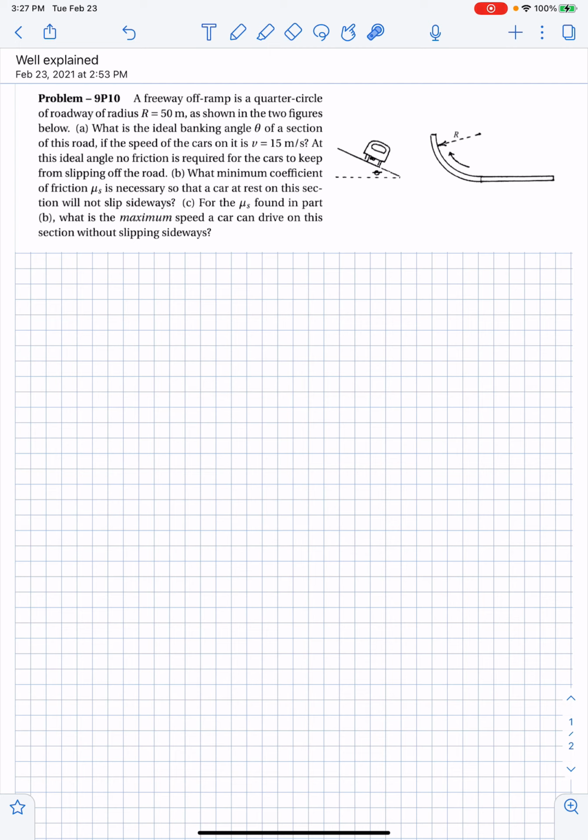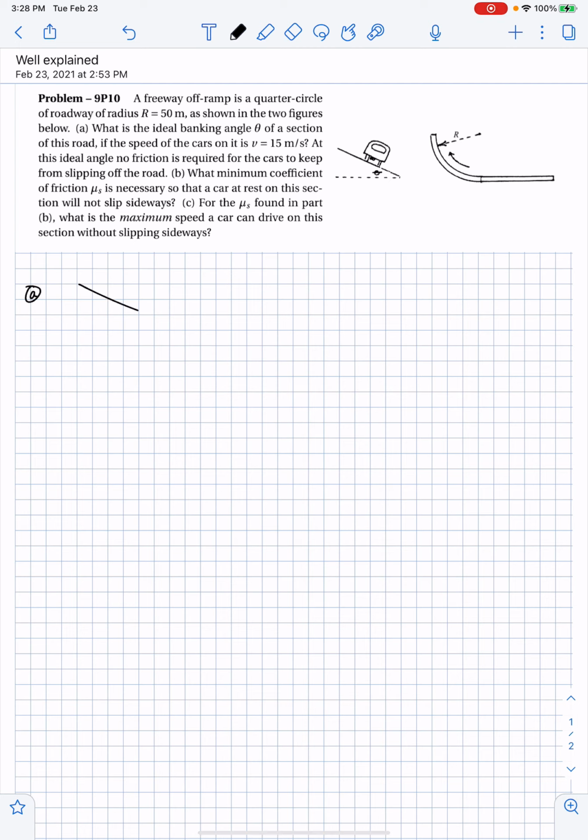Okay. So the first question involves the angle of this road right here, such that the car driving at 15 meters per second requires no friction to stay on the road like this. Okay, so let's try to draw a little free body diagram of that car.